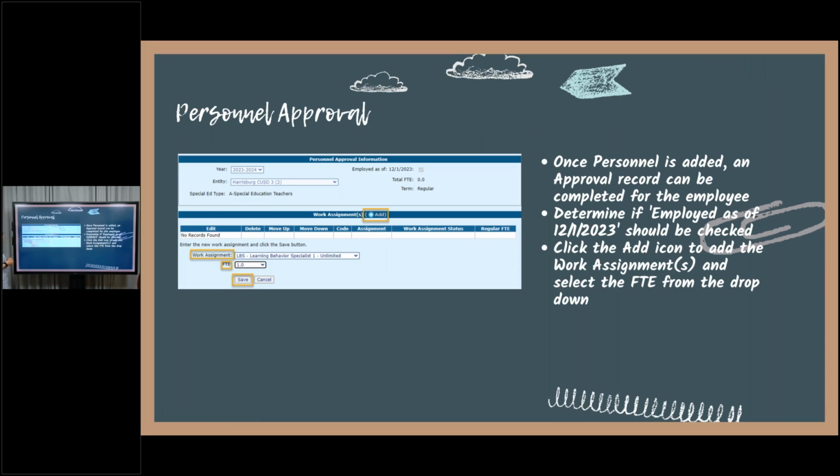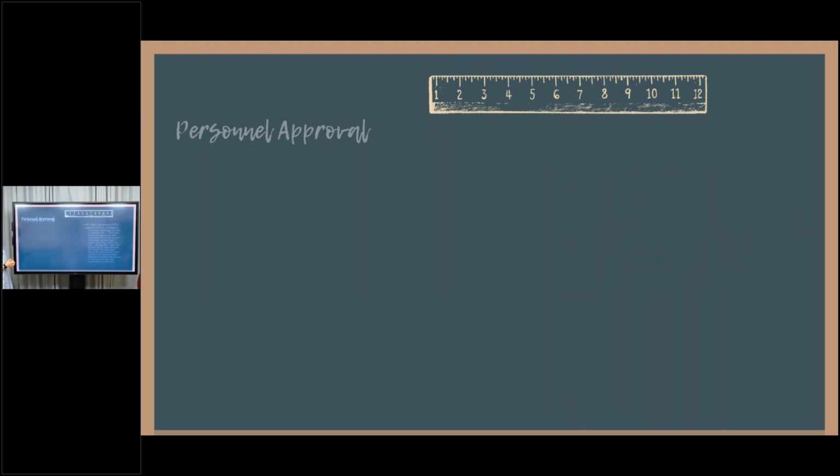This is what the approval record looks like. It's very small compared to the student approval record. For our federal report, what we're looking at mostly was the person you're entering employed with your district on December 1st of 2023. Remember, we're only concerned with regular term. What you'll want to do is add the work assignment. So you click add in the middle, select the work assignment from the drop down, select the FTE, and then click save.